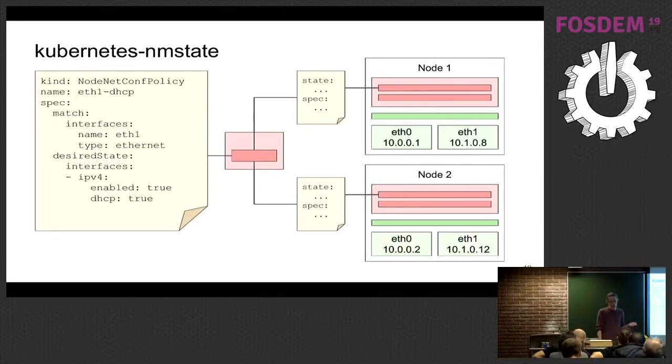Or if you have LLDP running in your cluster, you can say, if you find an interface that exposes this network using LLDP, then configure a bridge on top of it. Or maybe you have multiple interfaces connected to the same network, so you can just say, if there are multiple of them, you bind them together using a bonding interface and give me this connectivity.